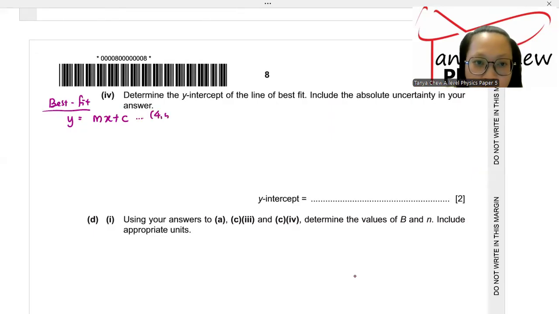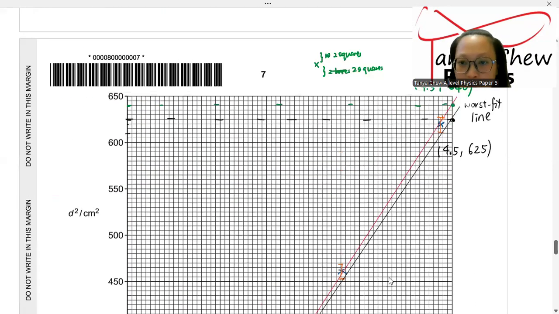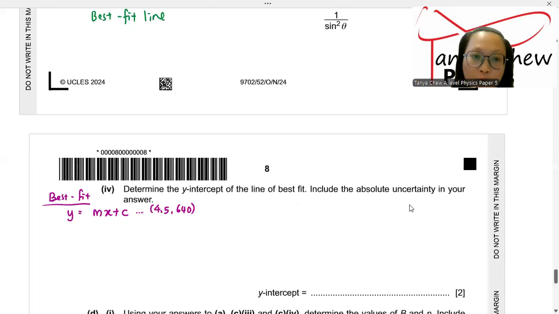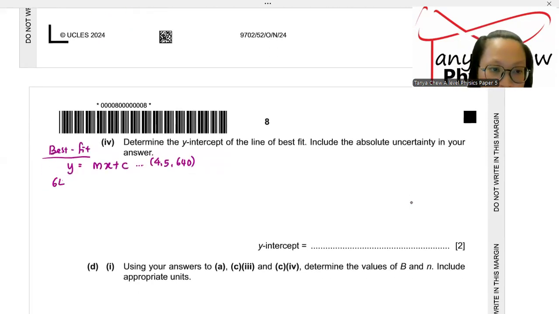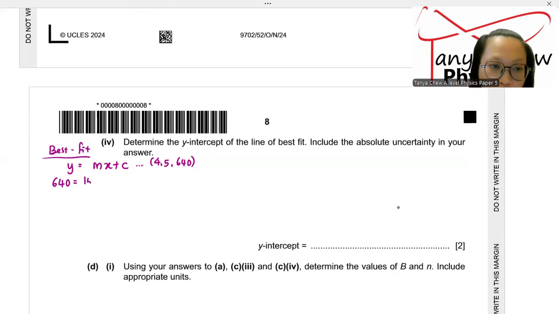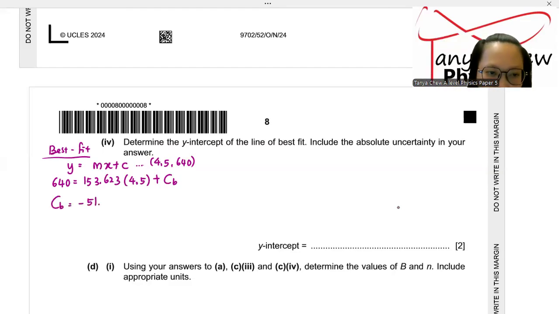So I take 4.5 and 640 here. It is up to you as long as the coordinate is taken from the best fit line. So I take 4.5 and 640. Right, so y is 640, gradient, I have already calculated the gradient just now, so I take the intermediate answer, the gradient of best fit, which is 153.623. If you want to take the rounded answer, it doesn't matter as well. Then x is 4.5, and plus C best, the y-intercept of the best fit. So the y-intercept of the best fit that I got is negative 51.3.